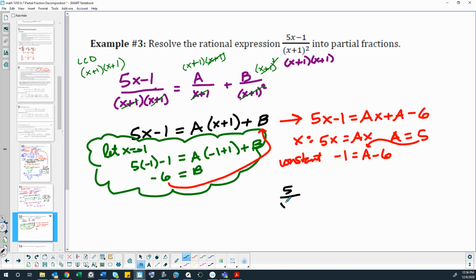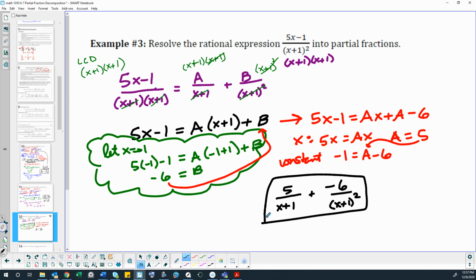So A is 5 over x plus 1. Don't ever forget to write out this last step. It's easy, and I've seen students lose points on final exams for forgetting to write out, yay, I found A and B, I'm done. Yep, not until you write it out. B over x plus 1 squared. Ta-da! Nice, easy problem.